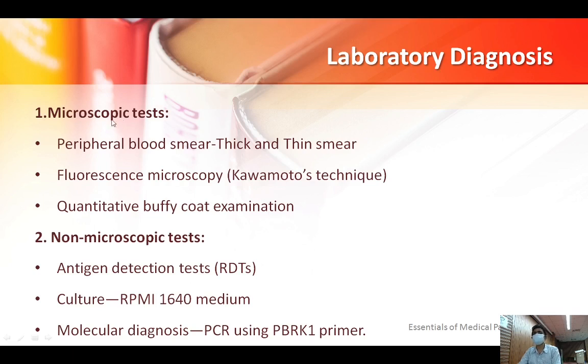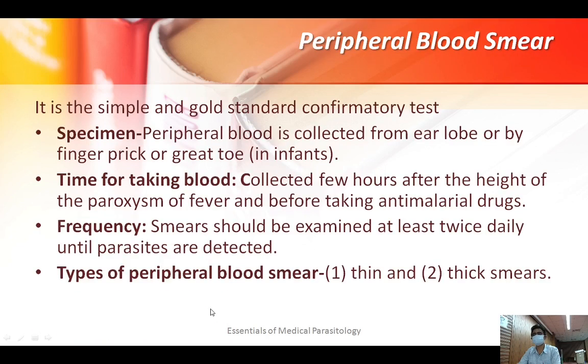Now, laboratory diagnosis, as we all know, is the peripheral blood smear. We can make a thick and a thin smear. Okay, that is the way to see. In that, you will have to see the forms of the parasite, which I will show you in my next picture. Then there are non-microscopic tests like antigen detection test, culture, and molecular diagnosis.